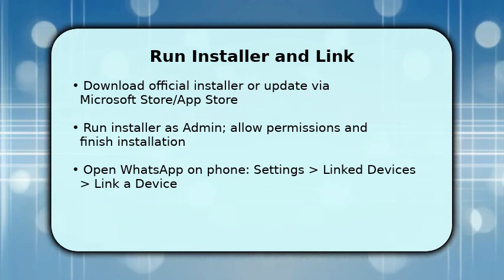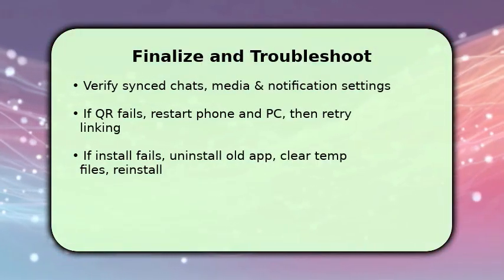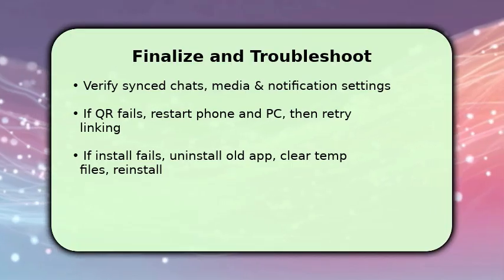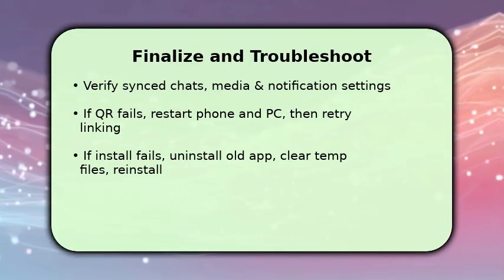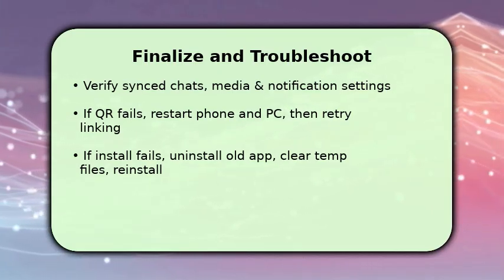You finish by confirming that chats and media have synced and that notifications are enabled. This ensures continuity. If the QR linking fails, restart both devices and retry. Restarting clears transient Bluetooth, camera, or network issues that block scanning.